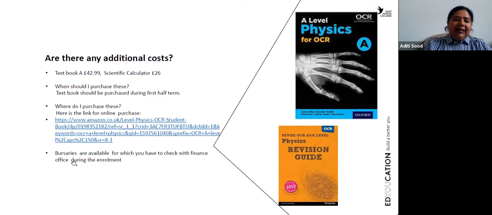If you need any financial help, then bursaries are available, and you have to check with the finance office during enrollment for the bursaries.